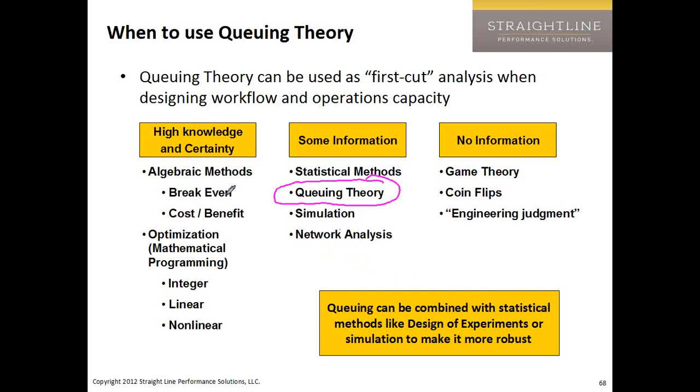Okay, so that's where it is, somewhere between the high certainty of knowledge like mathematical programming or cost-benefit, but less than that, but there's more information needed than, say, using game theory, where there's basically no information, you just use kind of mathematics and human nature.